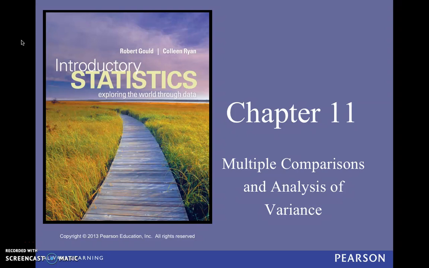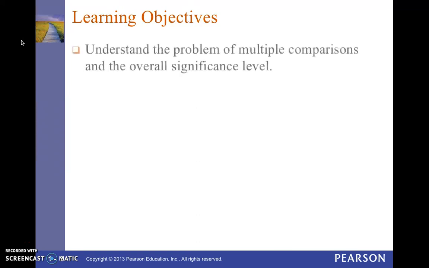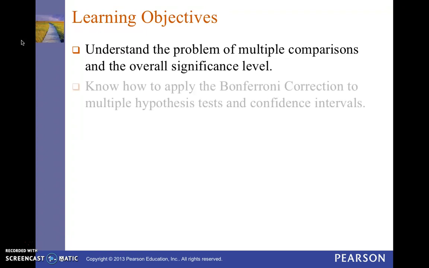So let's get going. A couple of important learning objectives for this chapter. One is to understand the problem of multiple comparisons in the overall significance level. This deals with what happens when you start making multiple comparisons between different groups, and you'll see why that's relevant in a minute.